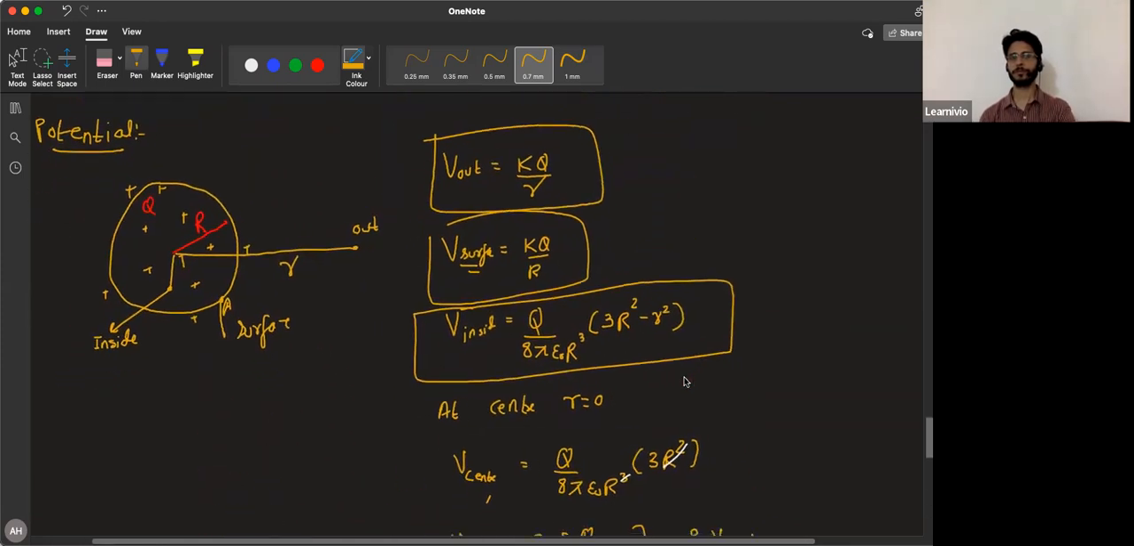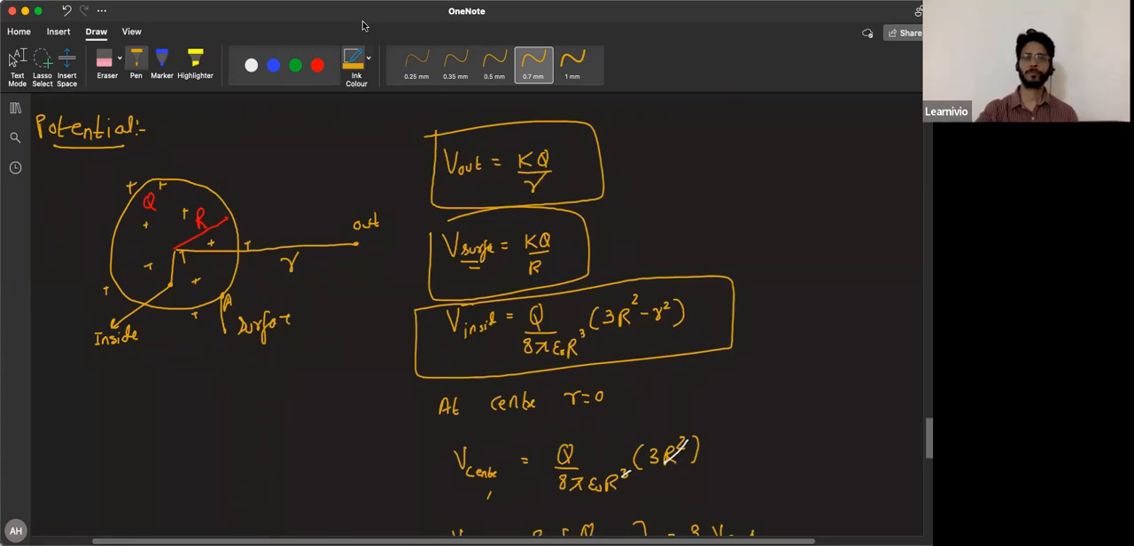Not at all. Then we will start current electricity.